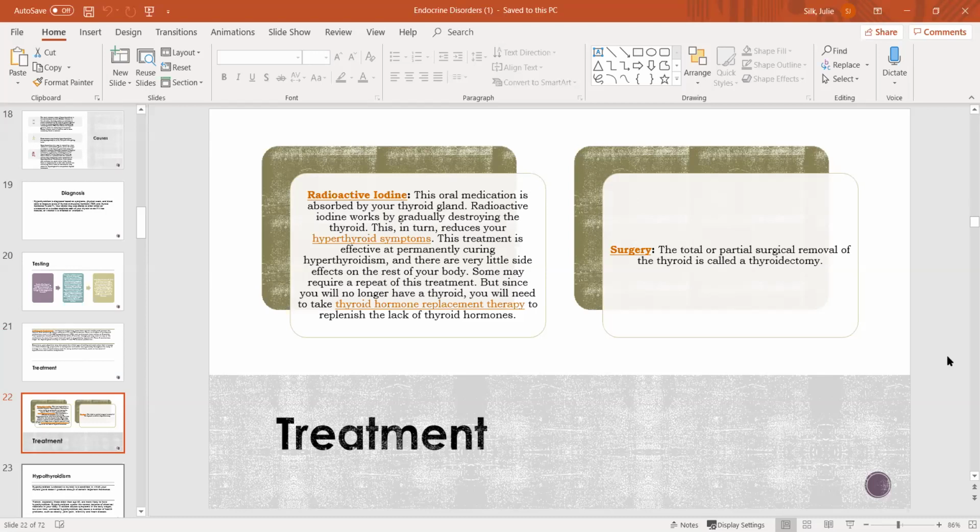So if this person did have a problem with their calcium level after surgery, what could be some other signs and symptoms that you might see happening? If you have a low calcium, what might you see?